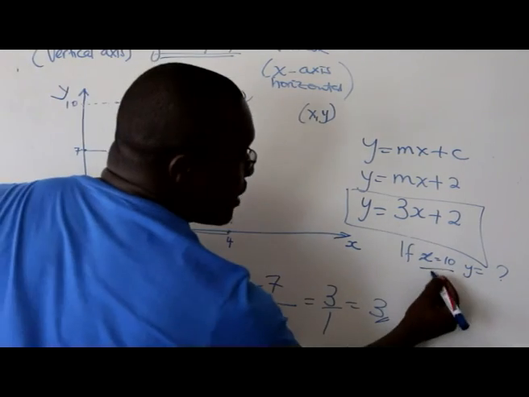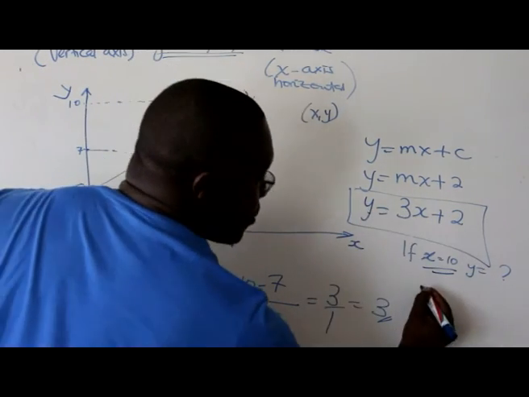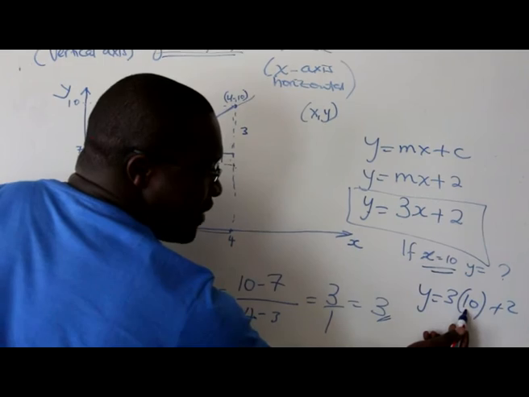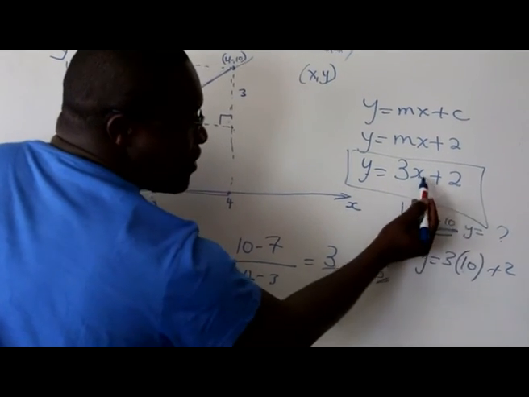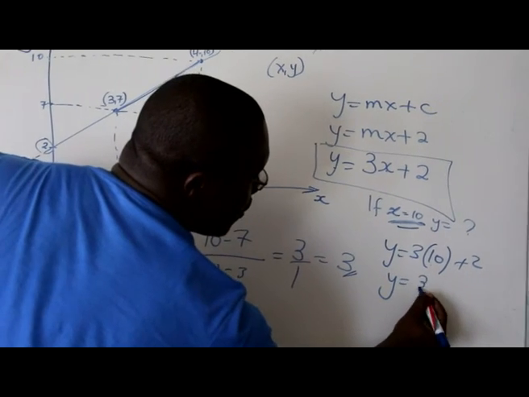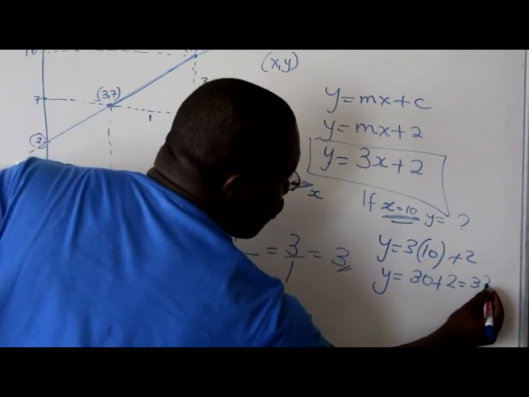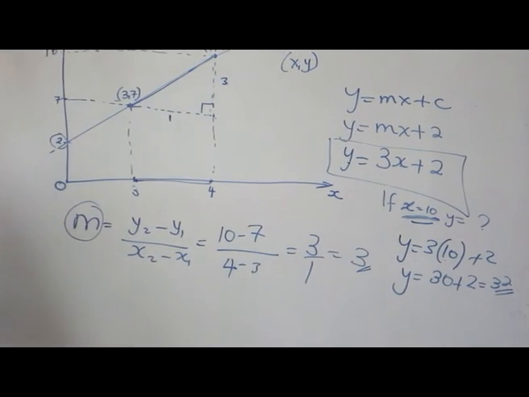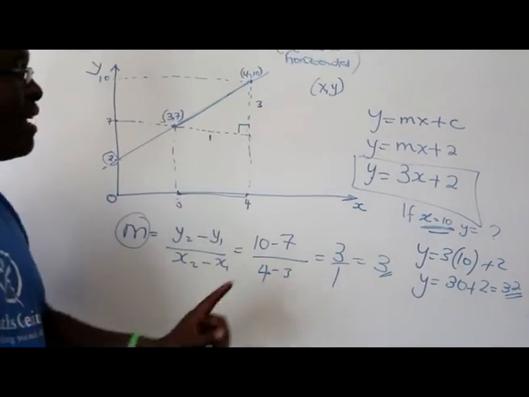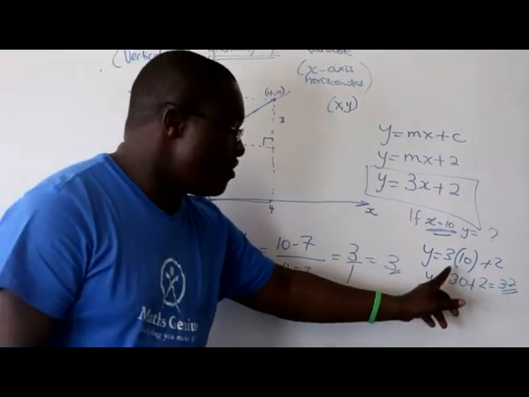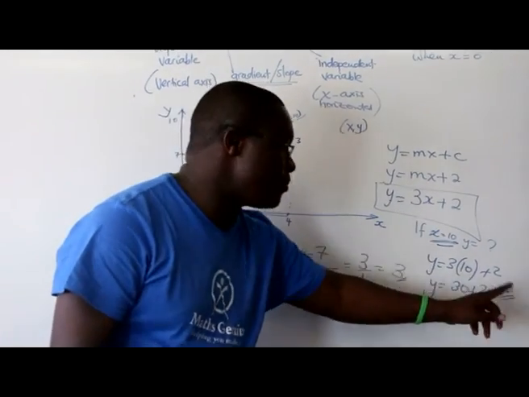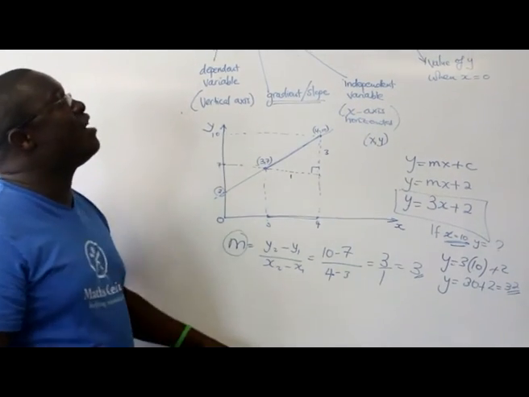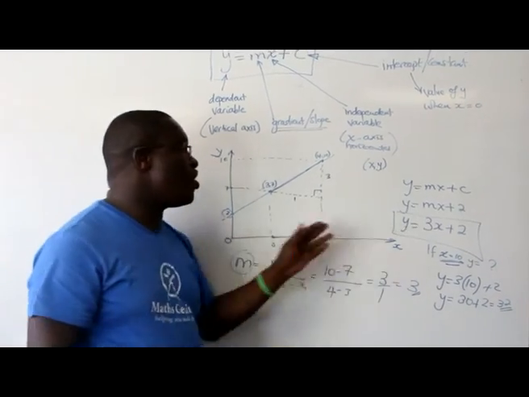So if x is equal to 10, what is the value of y? So we say y is equal to 3 times 10 plus 2. The reason we're multiplying by 10 is because that's the value of x, so we have to substitute. So y will be equal to 30 plus 2, which is 32. So we can do it for any value of x. We can even do it for x is equal to 1,000: 3 times 1,000 plus 2. Or if it's 2,000, 3 times 2,000 plus 2, because we have found the general equation of the line.